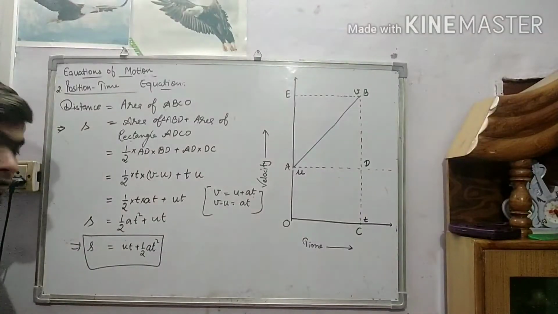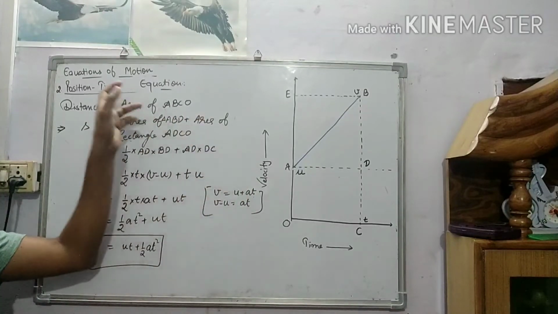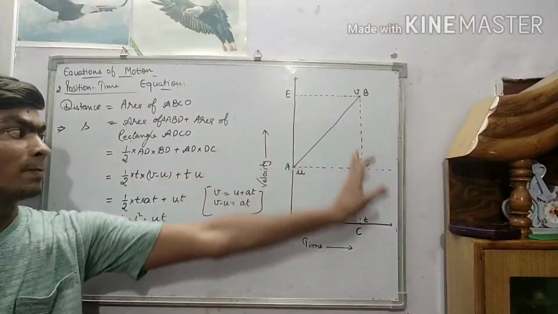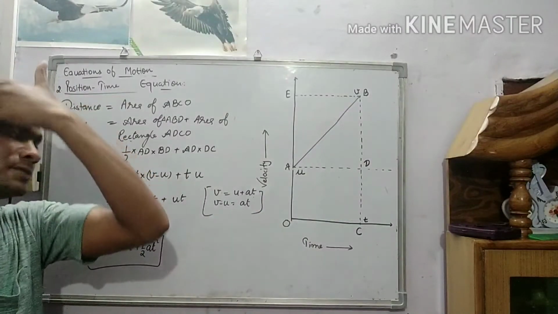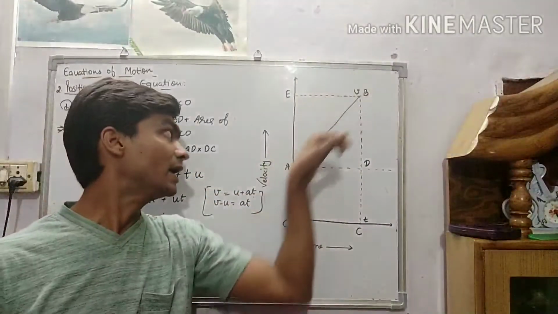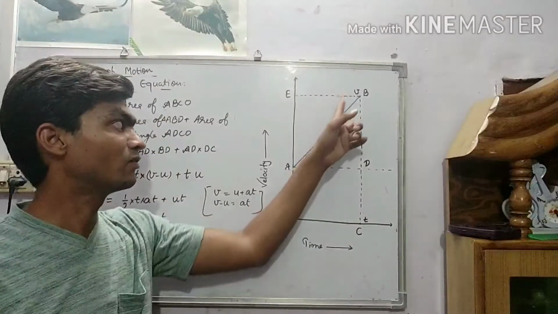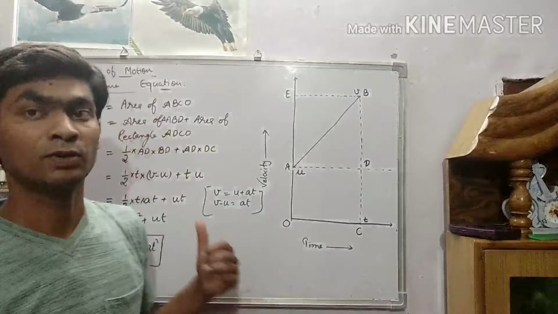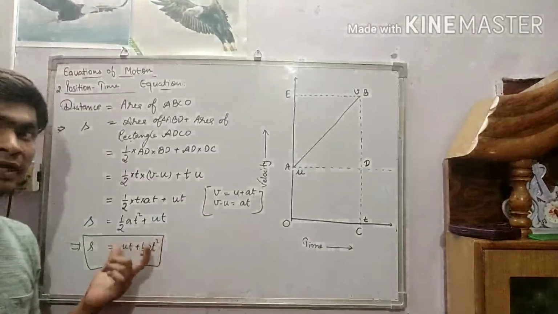This is how to prove the second relation. In short, I am explaining again that to find the position time relation, we have taken the area enclosed by the graph. We found the area of ABCO by finding the area of the triangle ABD and the rectangle ADCO. Area of triangle is 1 by 2 base into height, area of rectangle is length into breadth. Both I have used here.